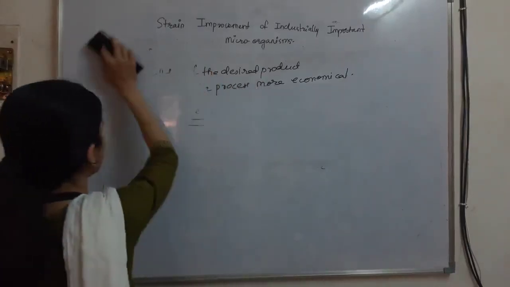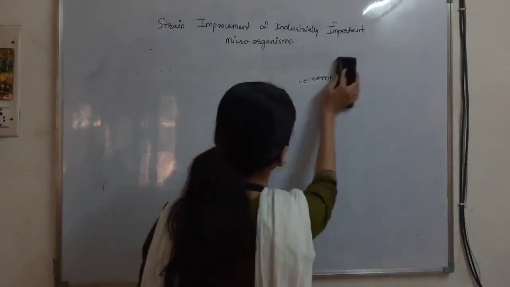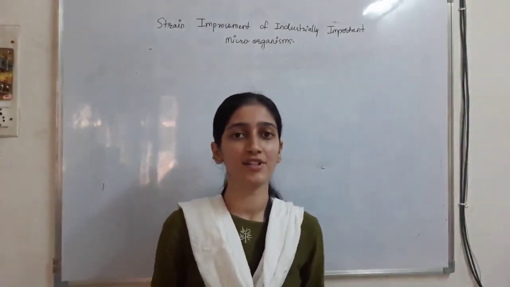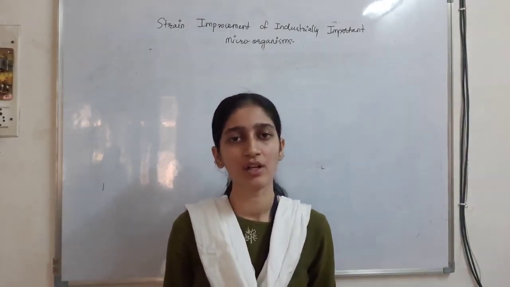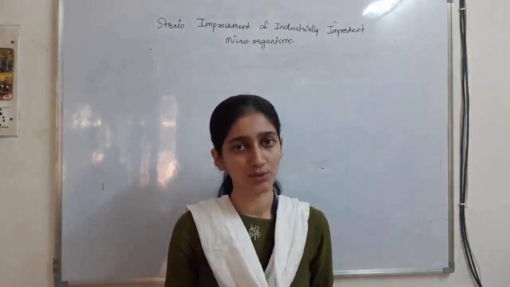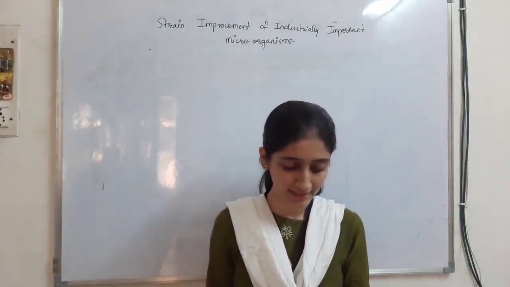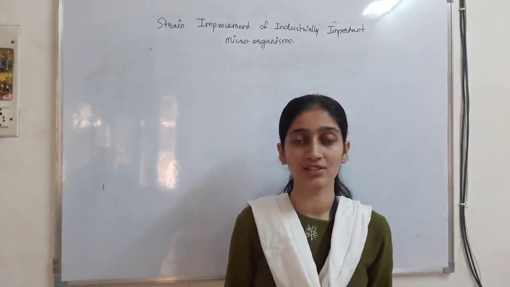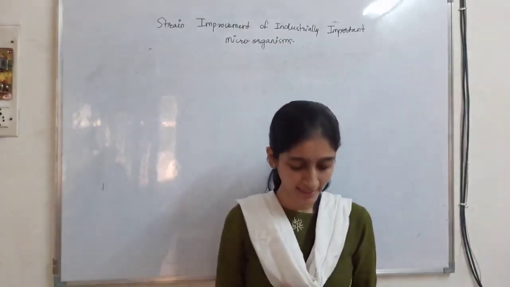So what is meant by mutation? Mutation is a sudden hereditary change in the genetic makeup of a certain microorganism or any individual. So what we can do is we can use certain mutagenic agents such as UV radiations, alkylating agents, nitrous acid, base analogues, ionizing radiations to change the genetic makeup of a certain bacteria.